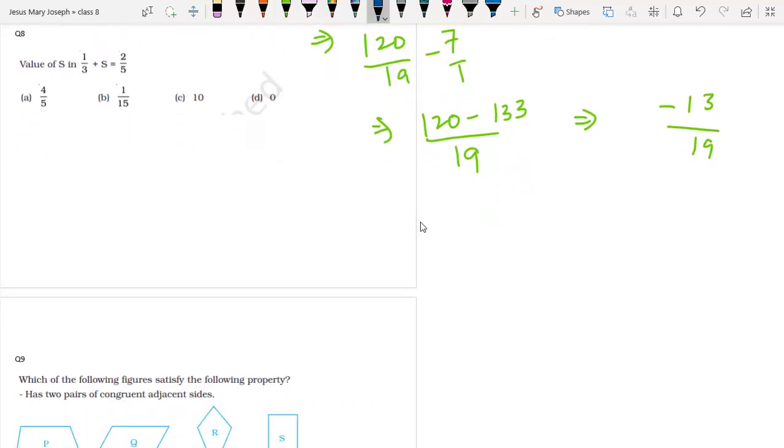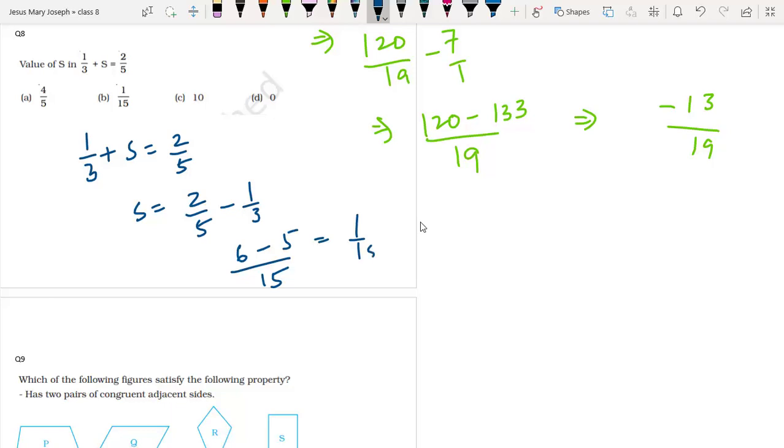Find the value of s. So 1 upon 3 plus s equal to 2 upon 5. Very easy question. We have to just isolate the s. LCM will be 15. 5 3s are 6, 3 5s are 15. 5 1s are 5. The answer is 1 upon 15. So B is the correct answer.